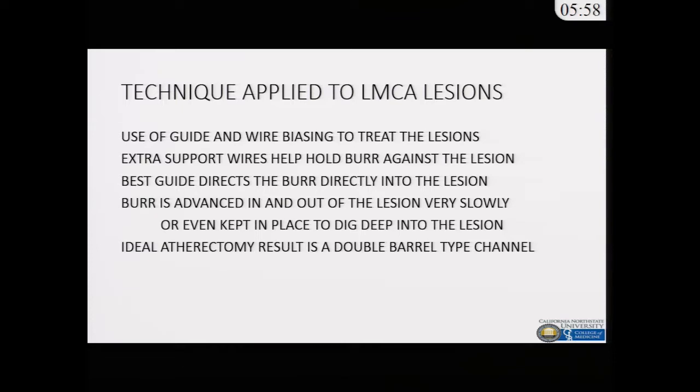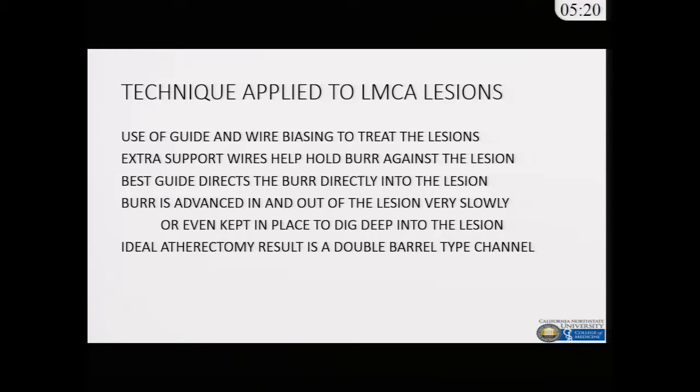And then I started thinking about how can you use this for left main coronary lesions. And it turns out that many of the lesions in the left main are eccentric. So by the use of a guide and wire, you could actually bias the burr against the lesions. In the United States, we have extra support wires, which are a bit more supportive, but I know that you do not have those in China here. The best guide isn't necessarily one kind of guide, but whatever seats best into the lesion based on the anatomy and orientation of the left main coronary artery.